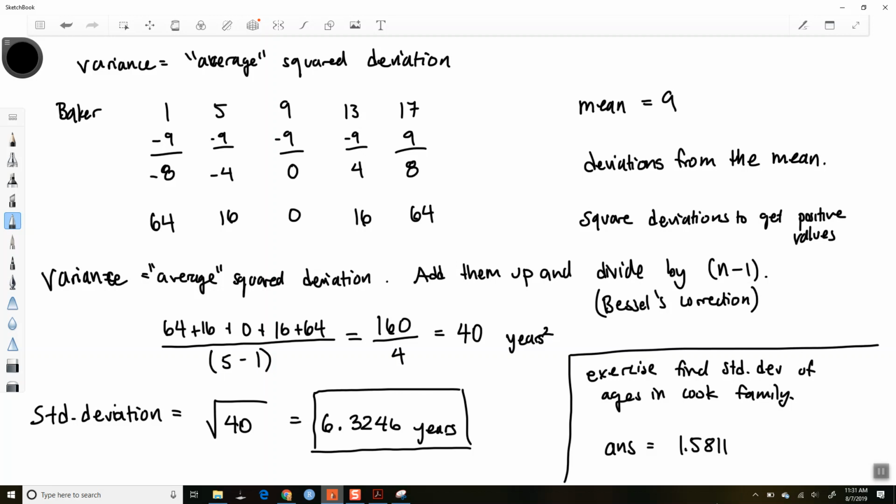Okay, so that's what we've got. We've got the standard deviation there. Is that good? And so anyway, if you go through the math, the Cook family's standard deviation is 1.581. The Baker family's standard deviation is 6.3246. So this confirms what we already knew, which was that the ages in the Baker family have more spread than the ages in the Cook family. That was a very contrived and simple example, but it could be useful in comparing, like, two large classrooms.